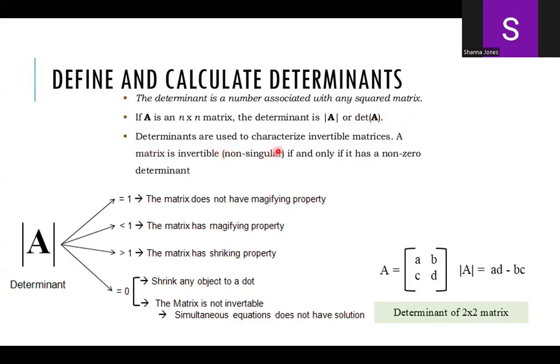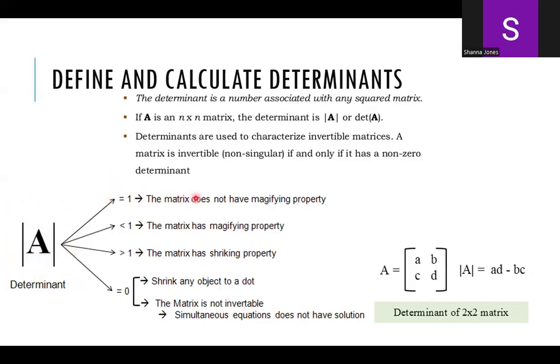So determinants are used to characterize whether a matrix is invertible or not, meaning that there's an inverse, which in turn I can use to help solve all these kinds of problems. So the absolute value of a matrix is the determinant of that matrix. Got it? So if you see this little symbol here, that's what it means.